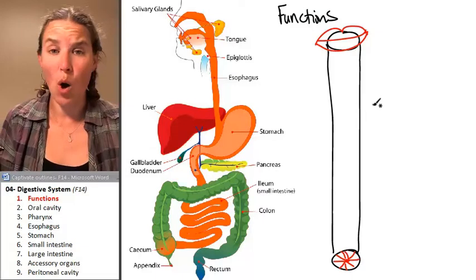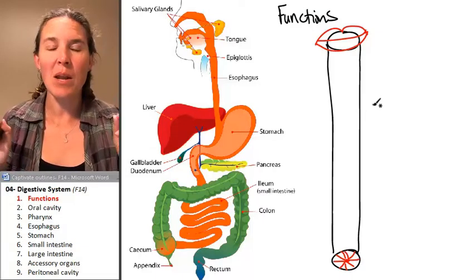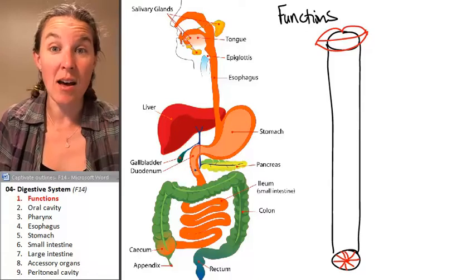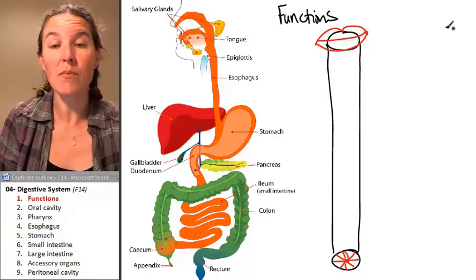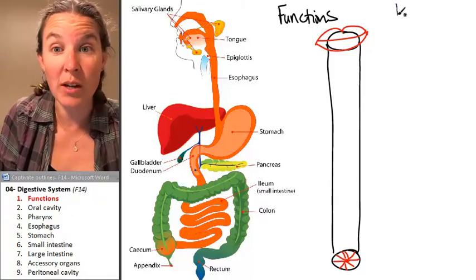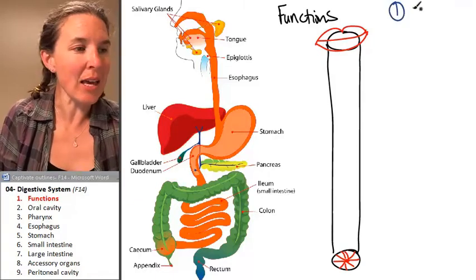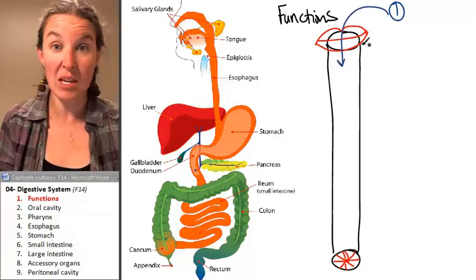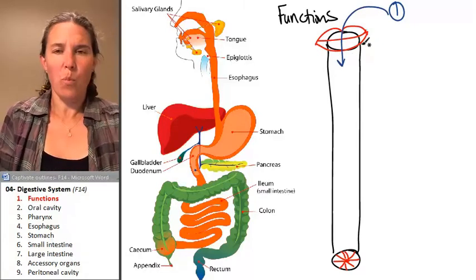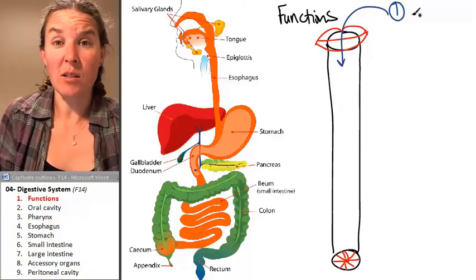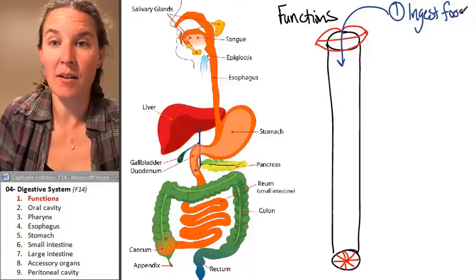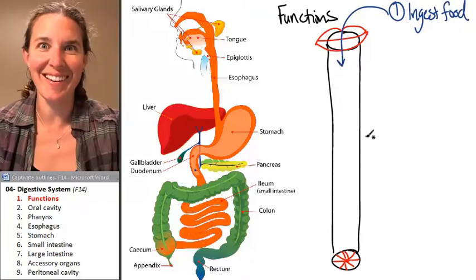We're going to name all the parts in this lecture, but I'm going to draw you a picture of all the functions of the digestive system. And we're going to start with the first one, which is basically ingestion of food particles into the mouth. One of the jobs of the digestive system is to ingest food. That makes sense, doesn't it? And look, I even drew it for you.